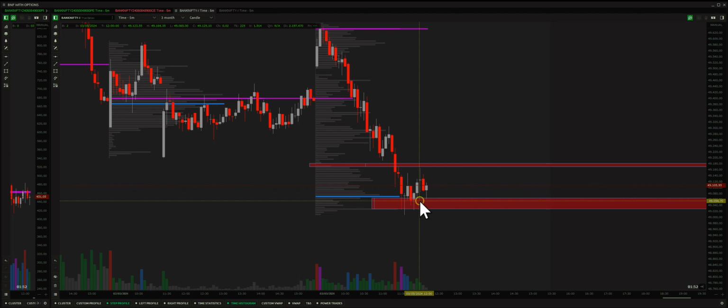Now the next thing that you want to do, when you look for a long trade, let's say over here, okay, before you take a trade, you should know what your stop loss is. So obviously you want to place your stop loss here.